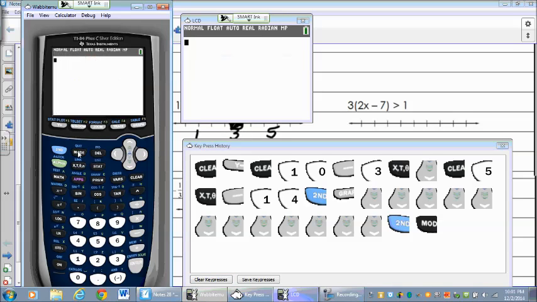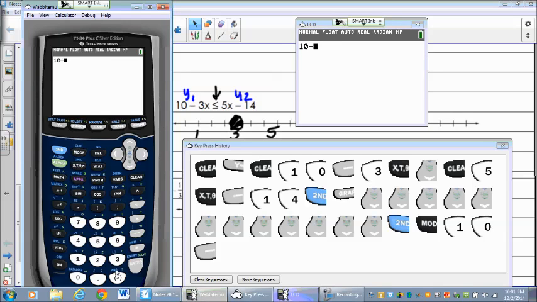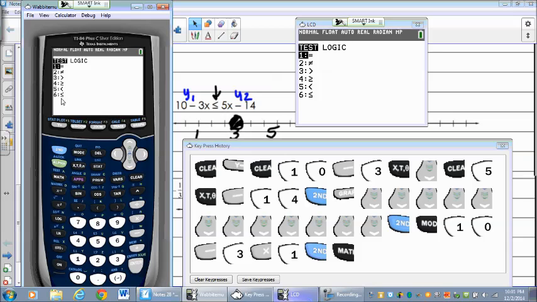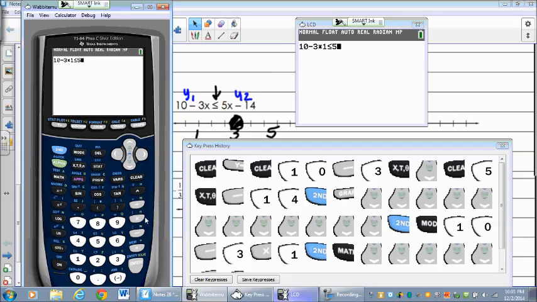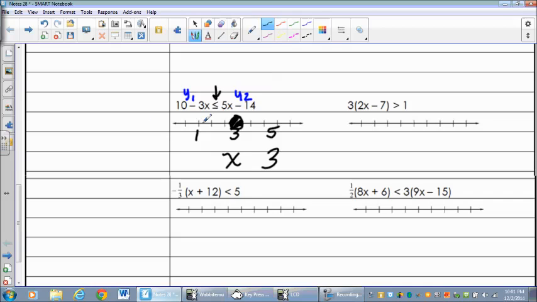I'm going to clear this, hit second mode, and then I'm typing in 10 minus 3 times 1 is going to be less than or equal to, which is number 6, and then 5 times 1 minus 14. All right, let's push enter, and that gives me a 0. Okay, if that is 0, that means the 1 is false.